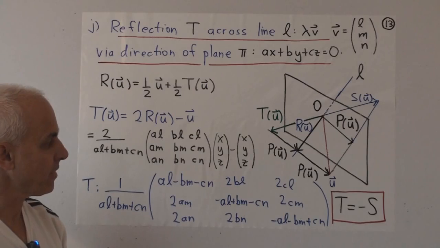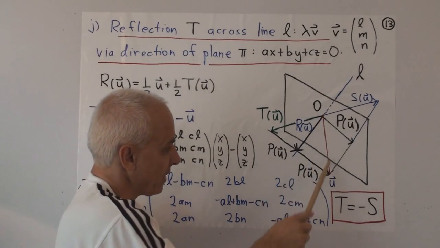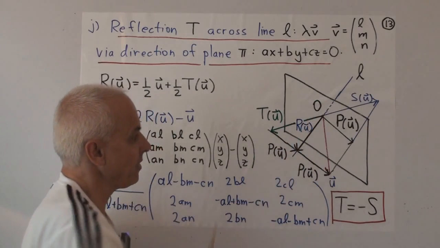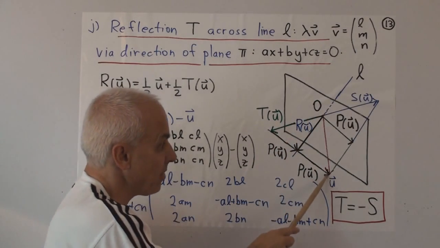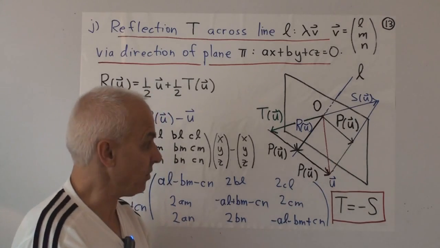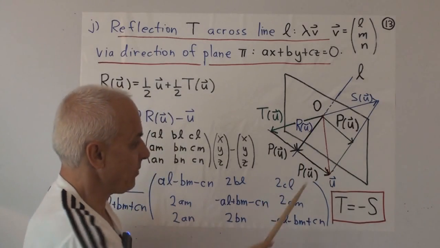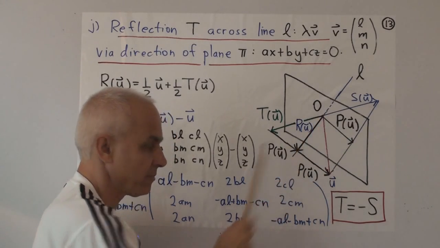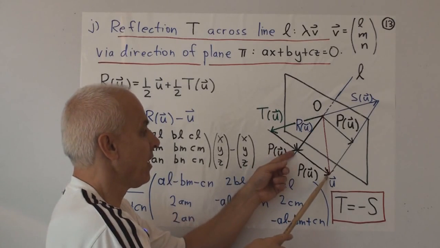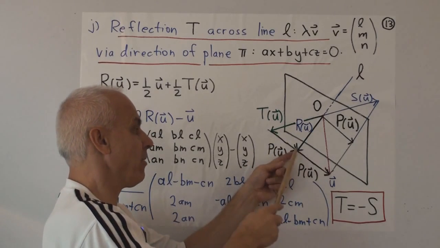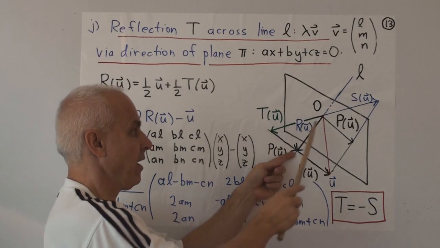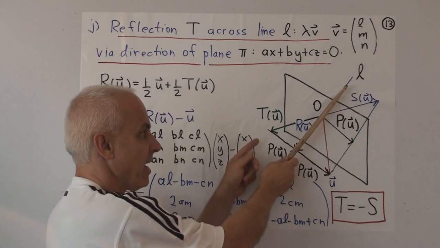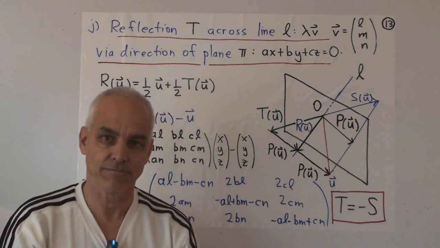So our picture is that there's our vector u that we're starting with. There's the line L in the direction V. We've already obtained the projection onto the plane. That was P of u. It's right there. And we've obtained the projection onto the line L. That's R of u. That's right, that vector there. Now we want the vector that we get by going an equal amount on the other side, from here to here. That vector there. That's the reflection of this vector in the line L. We'll call it T of u.